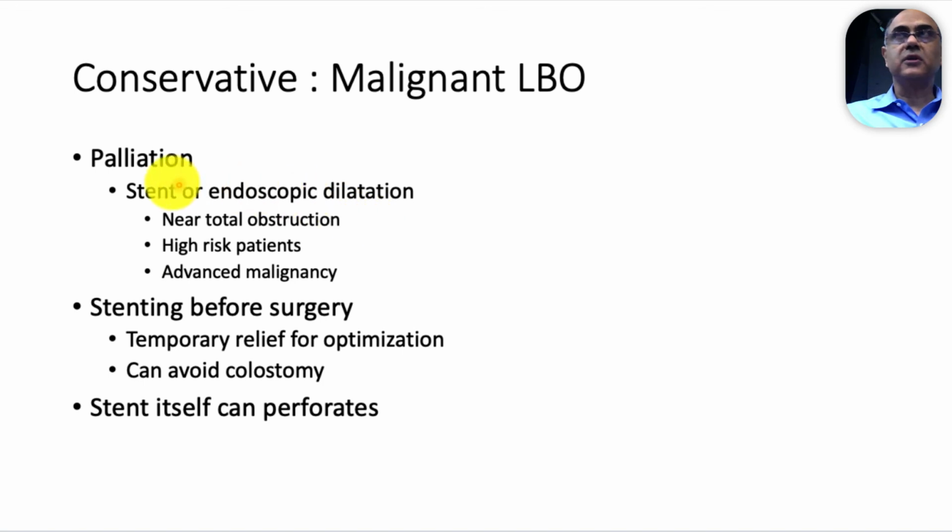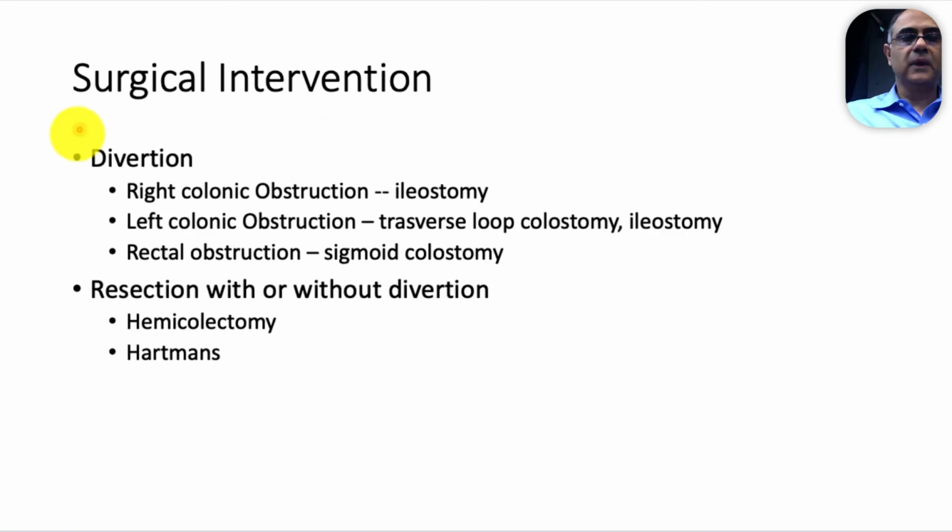So palliative procedures of large bowel obstructions are stents or endoscopic dilatations. If a patient has come to the emergency with obstruction, you can pass a stent before the surgery, relieve the obstruction, optimize the patient, and deal with it properly in elective surgery. If there is a right-sided obstruction, we will do an ileostomy, diversion. It's not a definite procedure, it's a temporary procedure. If it is a left colonic obstruction, we can do some sort of a colostomy proximally or an ileostomy. If it is rectal obstruction, we can do a sigmoid colostomy or sometimes an ileostomy also.